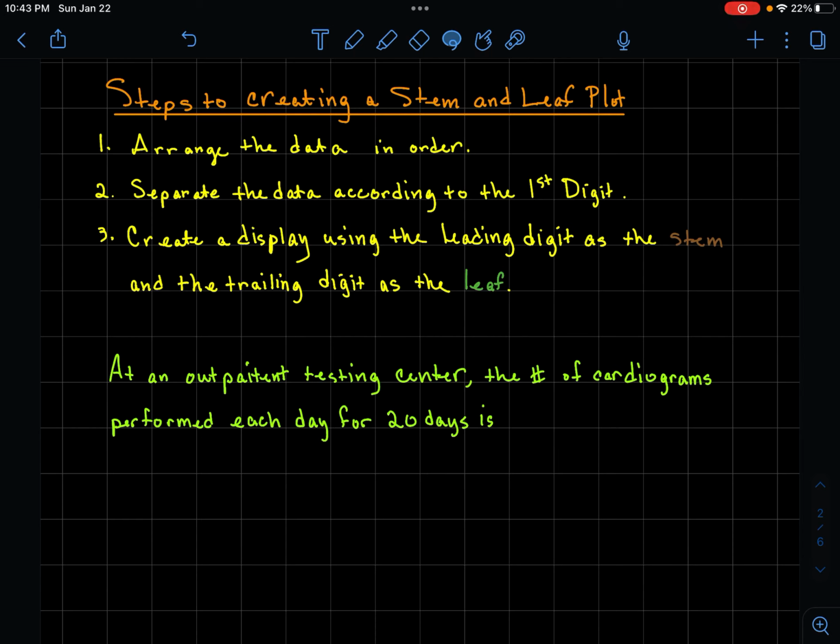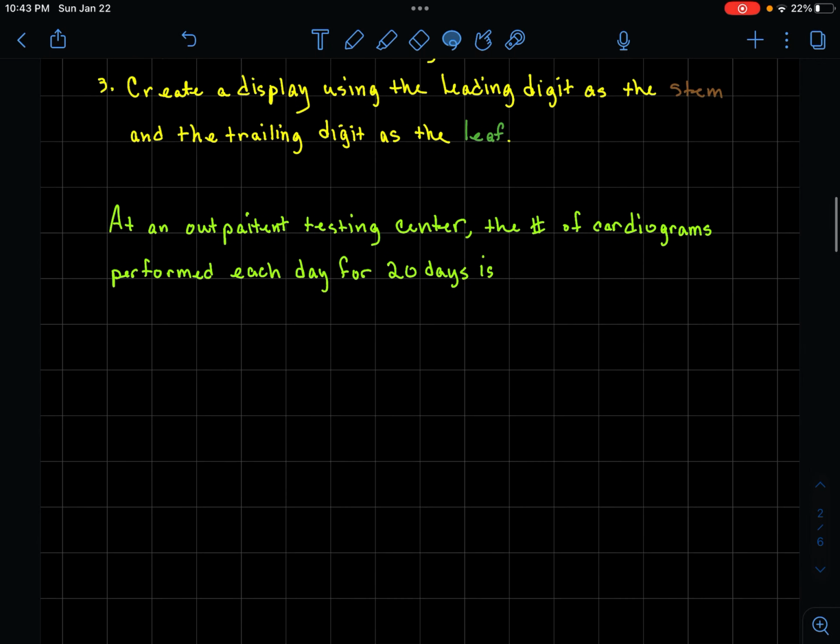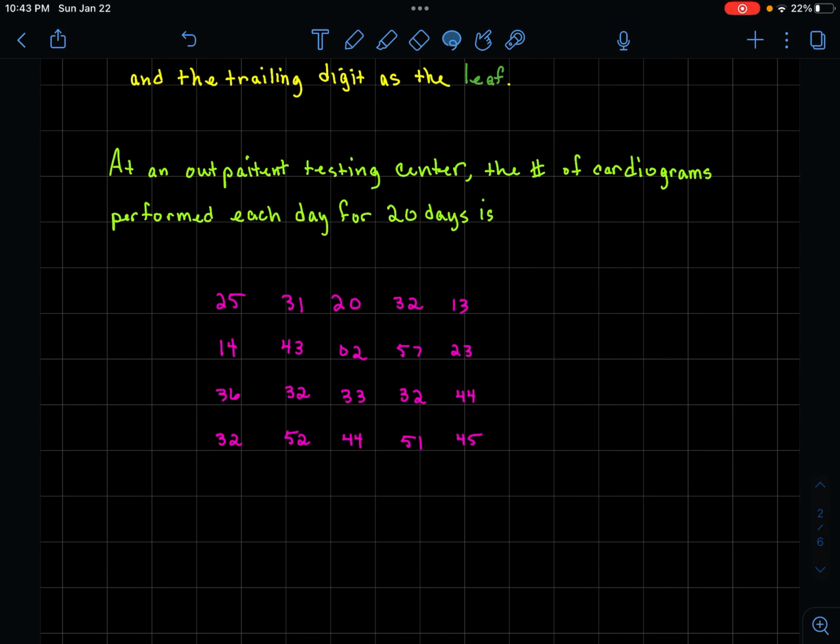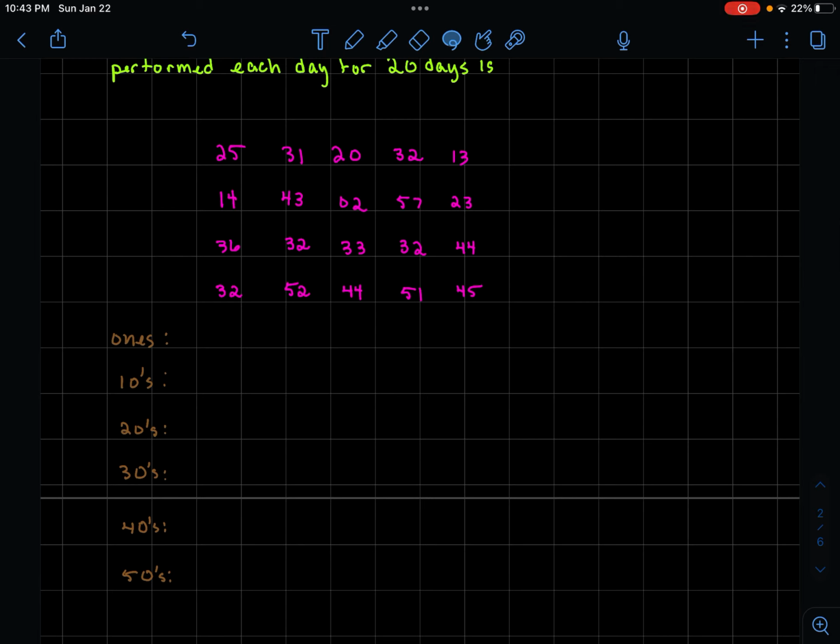Let's look at an example, and I'll show you how these steps go hand in hand. Our example is an outpatient testing center. We have the number of cardiograms performed each day for 20 days, and here is the data. There are 20 different data points, and they're all out of order. The first thing we need to do is arrange all these from the smallest to the largest, but I'm also going to do step 2 at the same time. What are all the numbers that are in the ones? Then let's group all the 10s together, all the 20s, the 30s, the 40s, and the 50s. As you do that, that will knock out steps 1 and 2 at the same time.